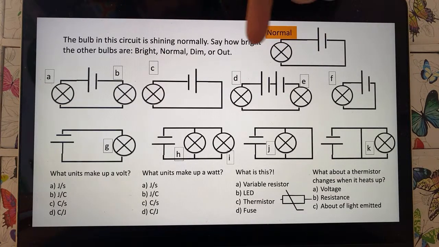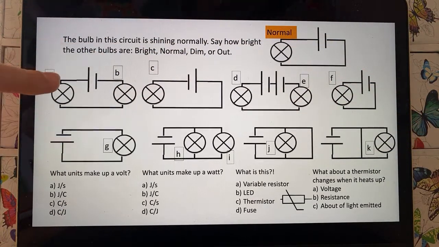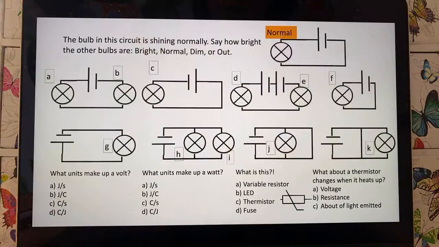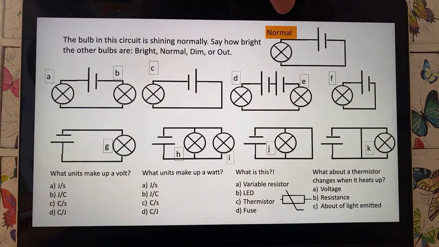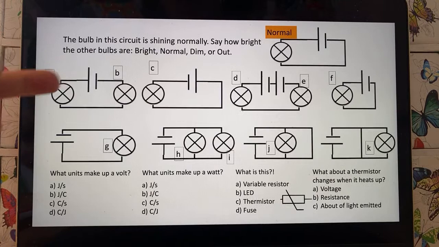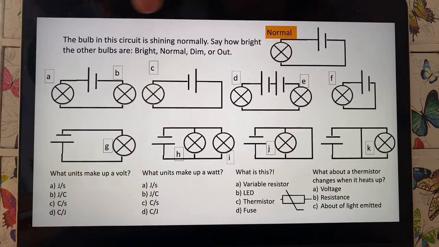Here's a circuit. It's just a cell and a bulb, and the bulb is shining normally. So all these bulbs are identical. If we change the circuit slightly in all these different ways, can you say if these bulbs are shining more brightly or just normal, the same, or are they dim or are they out? So bulbs A and B are in a circuit with just one cell. So it's basically the first circuit, but you've just stuck another bulb in.